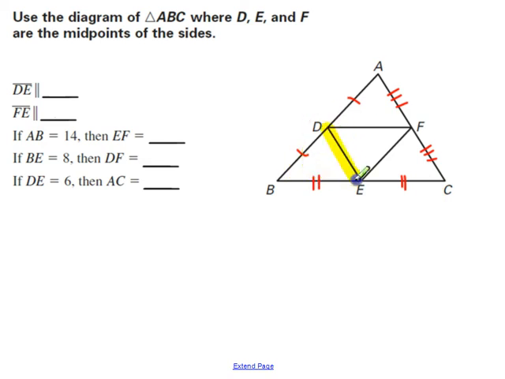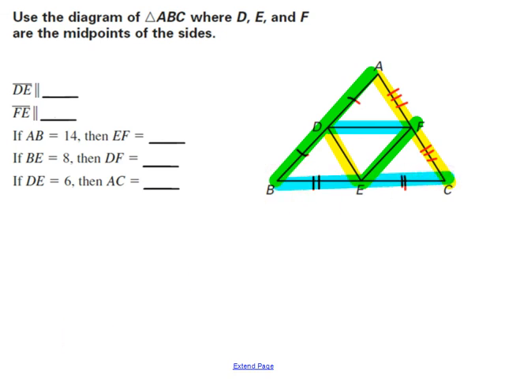So segment DE is going to be parallel to AC and half as long. Segment EF is going to be parallel to AB and half as long. And then segment DF is going to be parallel to BC and half as long. This is just nice because it gives us a little color visual before we get started on answering the questions.